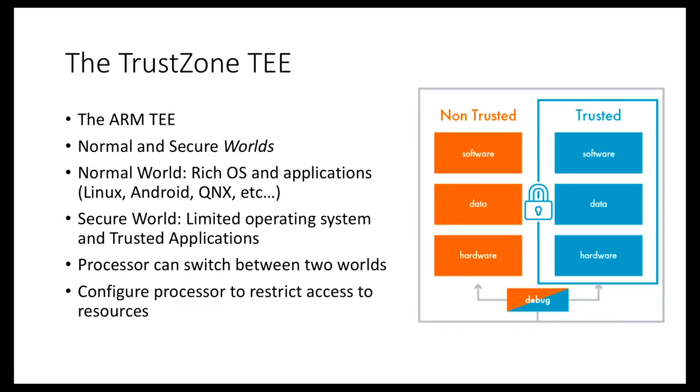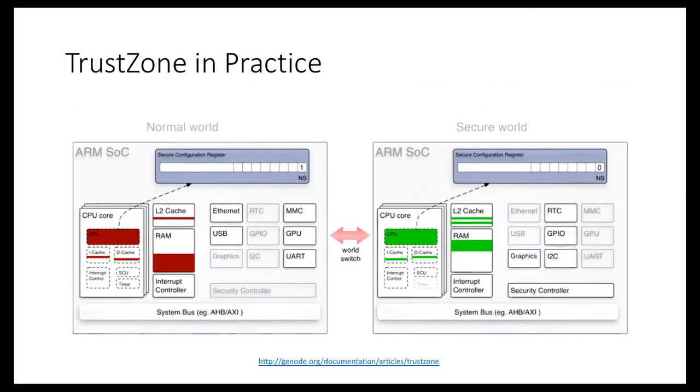The secure world is going to be some limited operating system, like OP-TEE in this case, that is only going to be able to do certain things and will also have trusted applications, which are things like the gatekeeper daemon, other examples on Android, Widevine, things like that. The processor has the ability to switch between these two worlds, and it can also use this to restrict access to different peripherals. So really a useful example, this is taken from the Genode documentation, but this sort of shows how the flipping works and what actually happens.